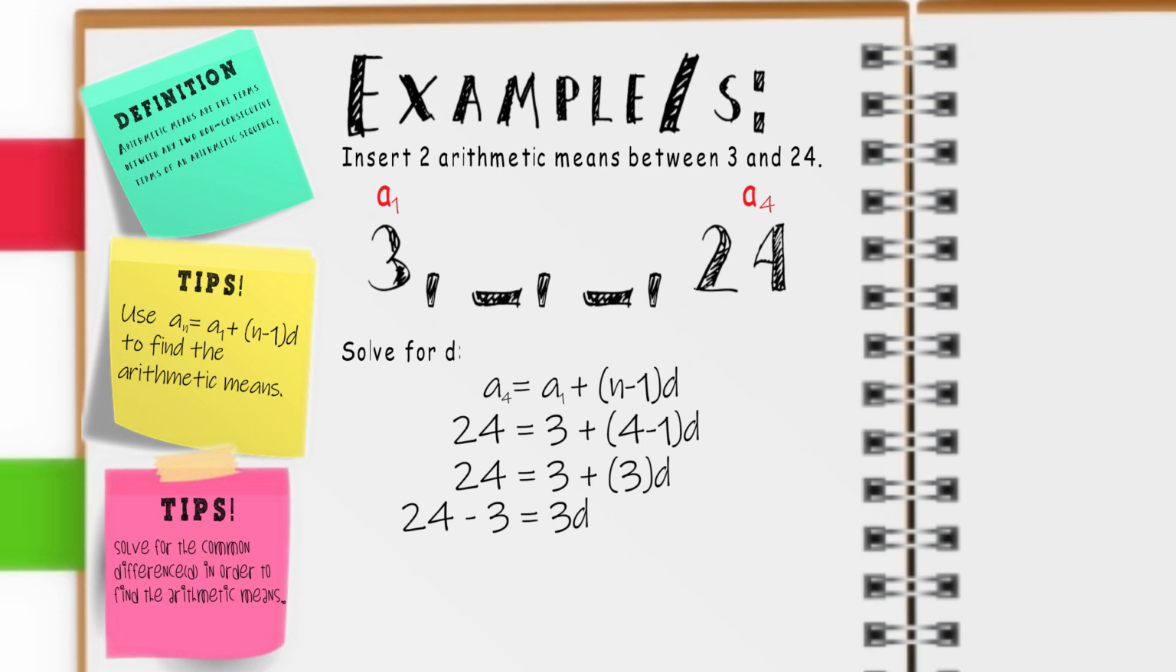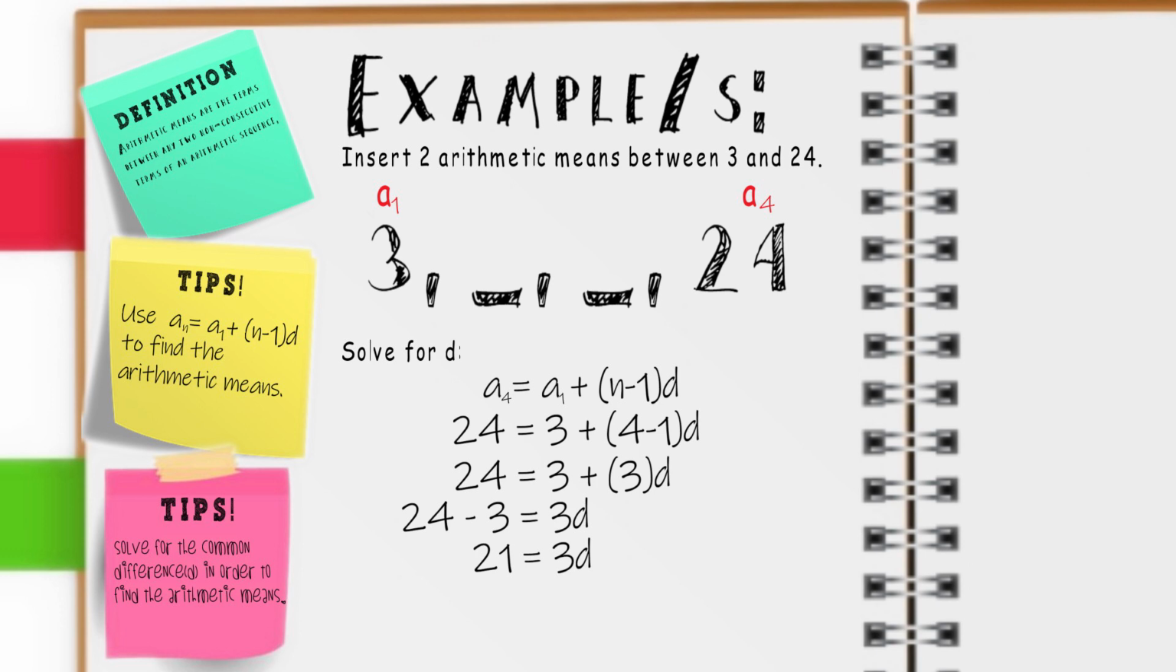And let's continue. Let's apply the indicated operation. So 24 minus 3, that would be equal to 21, is equal to 3d. And as we all know, our goal here is to solve for our common difference, which is d. And that is why we need to think of ways or any properties that we could apply so that we would isolate our variable, which is the common difference.